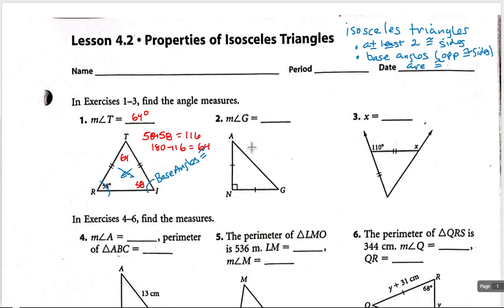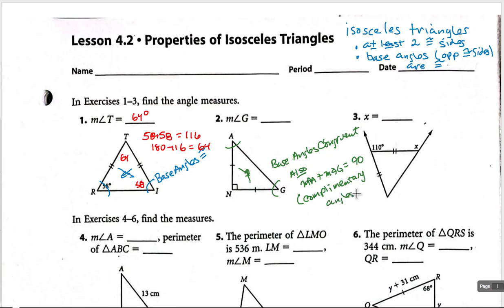Looking at number 2, you've got an isosceles right triangle. Each one of those base angles has to be 45 degrees because two equal angles make 90. And again, the angles opposite the congruent sides, A and G, have to be congruent because those sides are congruent. They're complementary, they are equal, they both have to be 45 degrees.